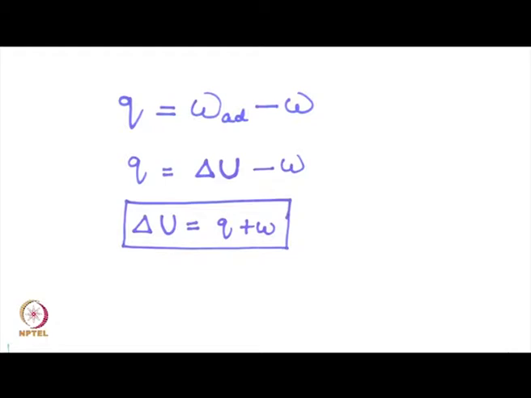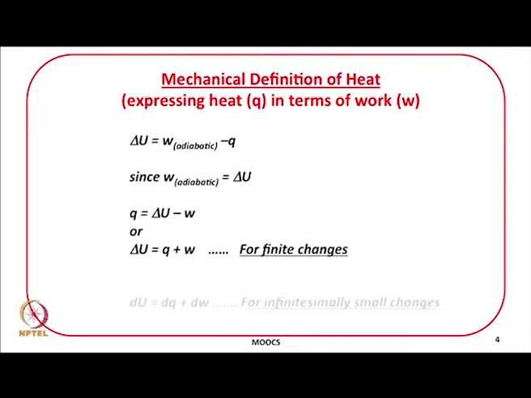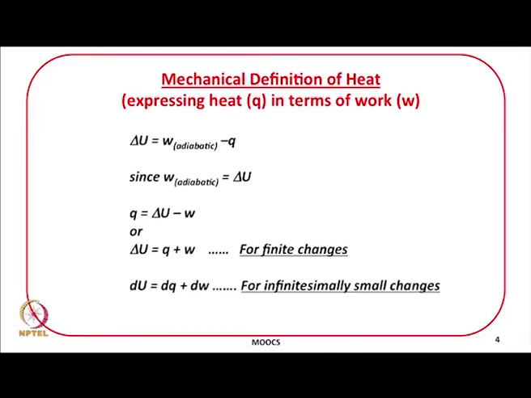Now, let us take a look at this slide. The delta U will be W adiabatic minus Q, and since W adiabatic is equal to delta U, therefore, Q is equal to delta U minus W, or delta U is equal to Q plus W. This is what I just described, and this is for a finite change.